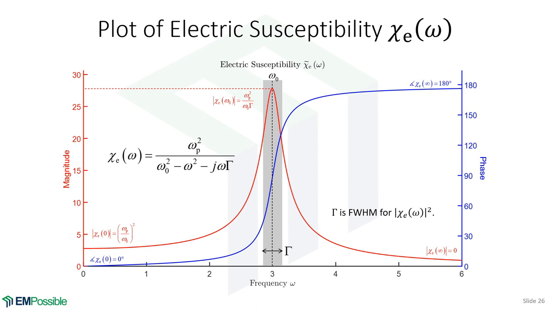And on resonance, we can derive a nice equation for the peak amplitude of the susceptibility. That's the plasma frequency squared divided by the resonant frequency times the damping rate. And the phase exactly on resonance is 90 degrees. We were also expecting that when we talked about the child on the swing. And this is a very typical response of any resonance.